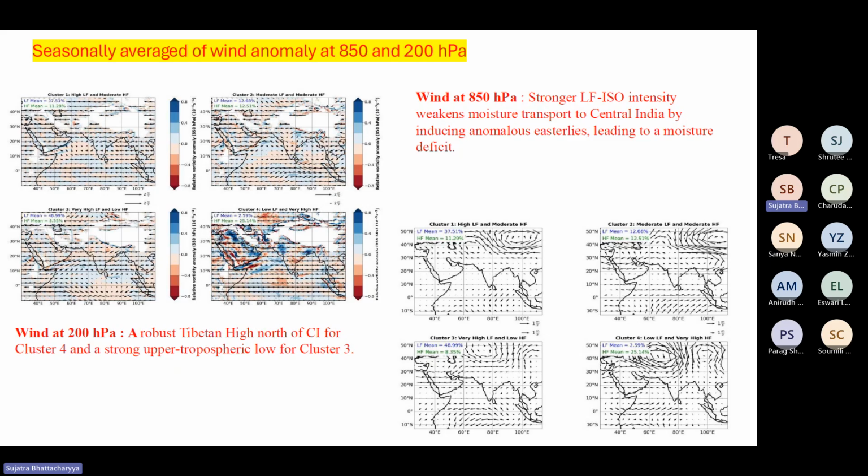So the mean picture is dominated by LF and HF ISO. So why may we study these features? Because many scientists have shown that predicting actual rainfall is difficult compared to these filtered modes. So if we are able to know the intensity and the phases of this HF and LF ISO, what information can we get?